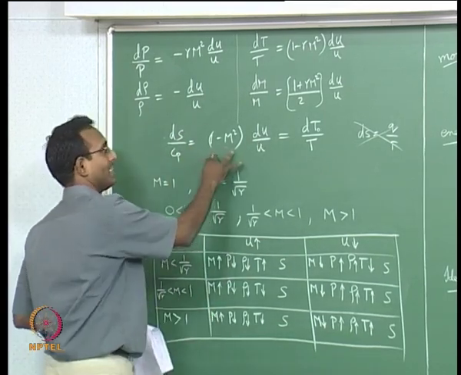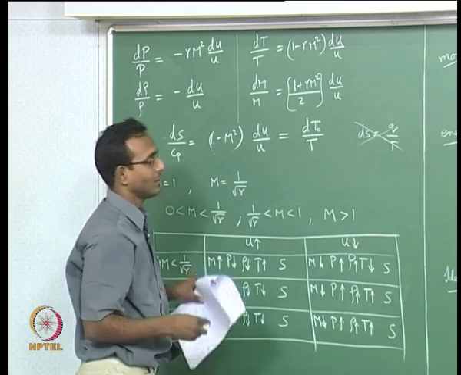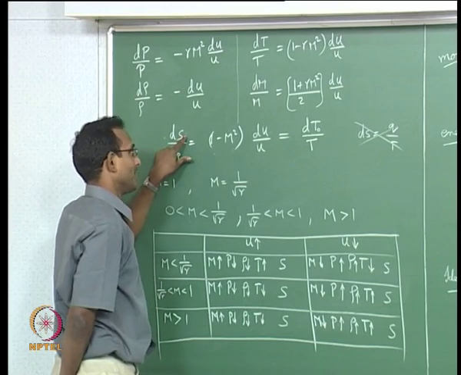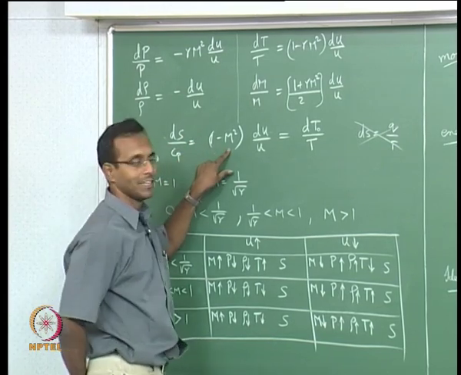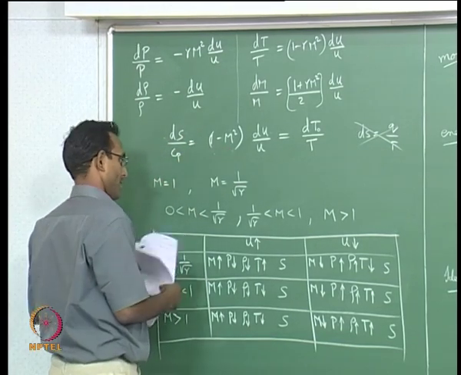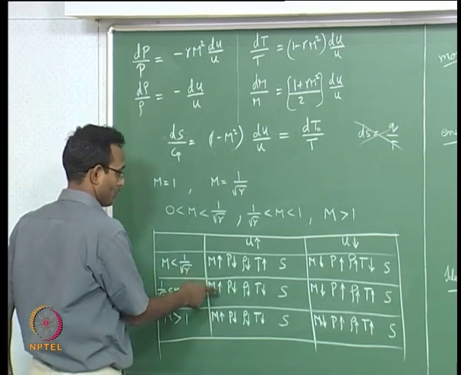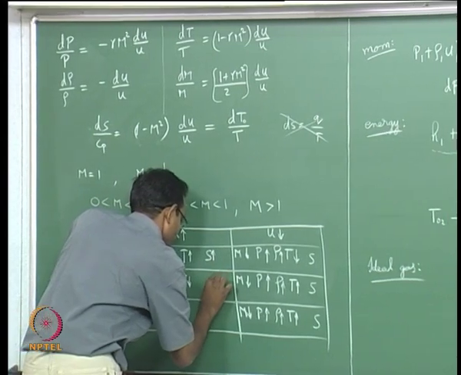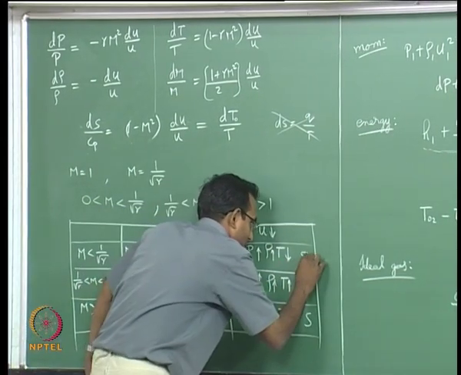So, this is having a critical point across m equal to 1. So, I am saying if velocity increases, entropy increases for m less than 1. Okay. So, m less than 1 are the first two rows. So, entropy increases for these two cases. If velocity decreases, entropy decreases.